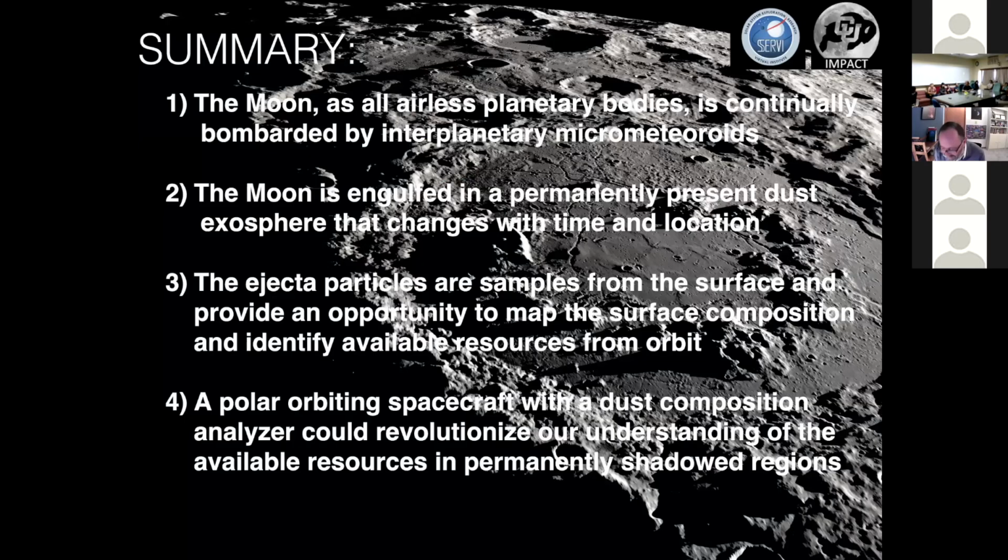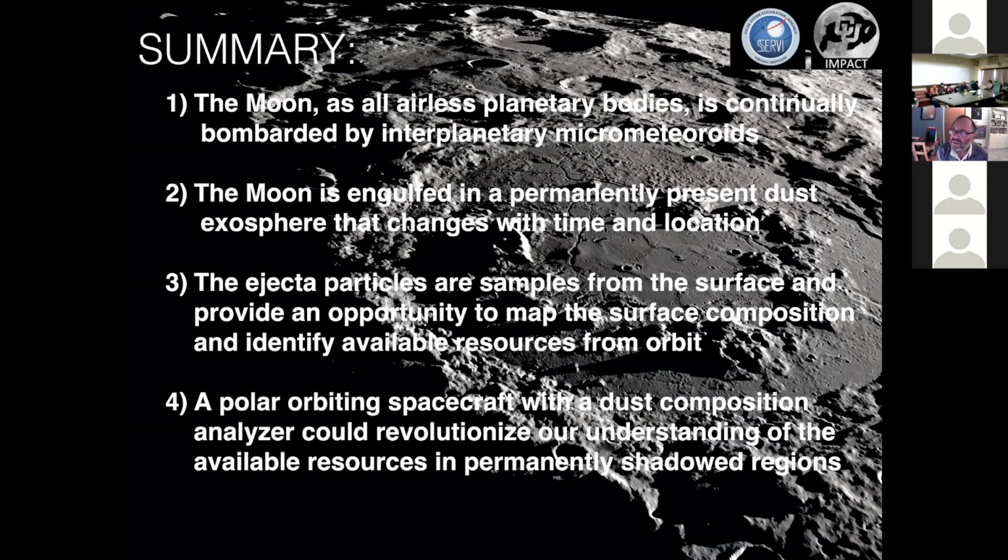So I think this is my last slide. Maybe just as a summary, the moon, as any other airless planetary body, an asteroid or near-Earth object or Mercury to a large extent, is continually bombarded by interplanetary micrometeorites. And in response, if the body is big enough, like the moon, it can retain these particles because the typical ejecta speeds are certainly less than the 2.4 kilometer per second escape speed from the moon.